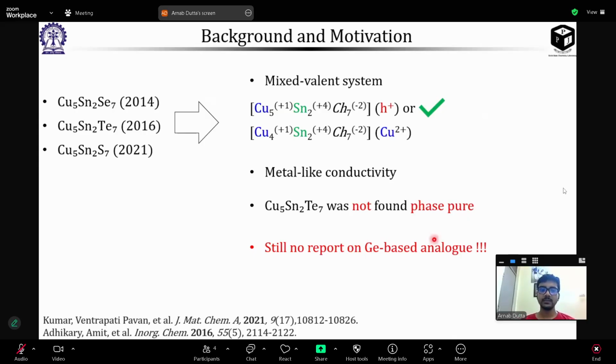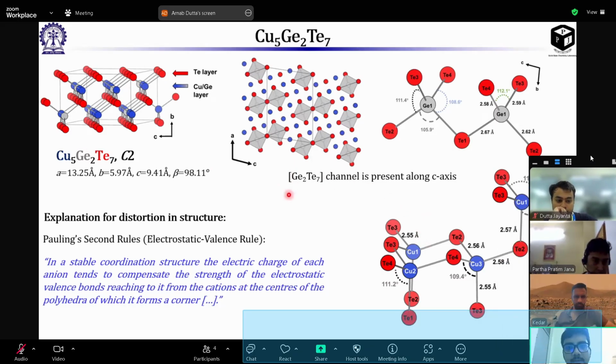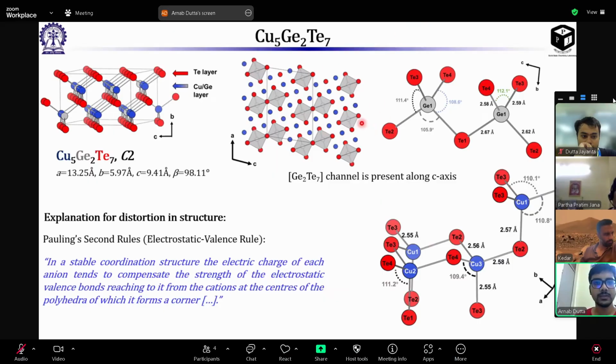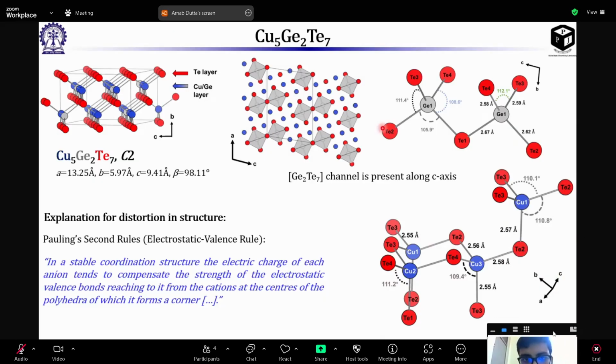But interestingly, there is no germanium-based system present until now. So we have attempted to synthesize copper 5 germanium 2 tellurium-7. I have also tried with the selenide, but the selenium compound is not possible. I tried several times. Maybe because the atomic radii of copper, germanium, and selenium are very similar, and also tellurium has a greater ionic radius. Also, its electronegativity is very low compared to selenium and sulfur. That is why this cationic ordering is taking place. That is why we have this copper 5 germanium 2 tellurium-7, not the selenide or sulfide.